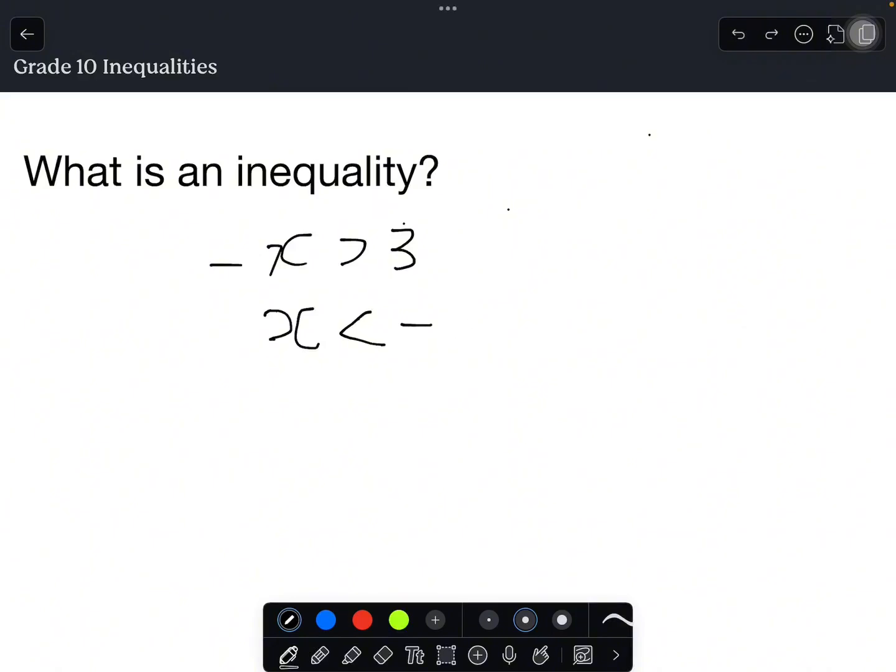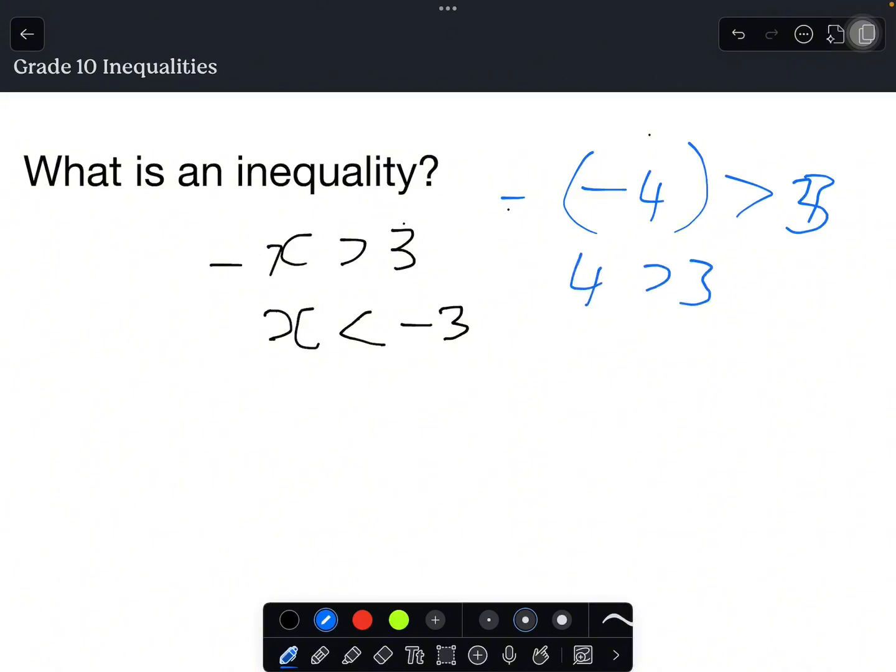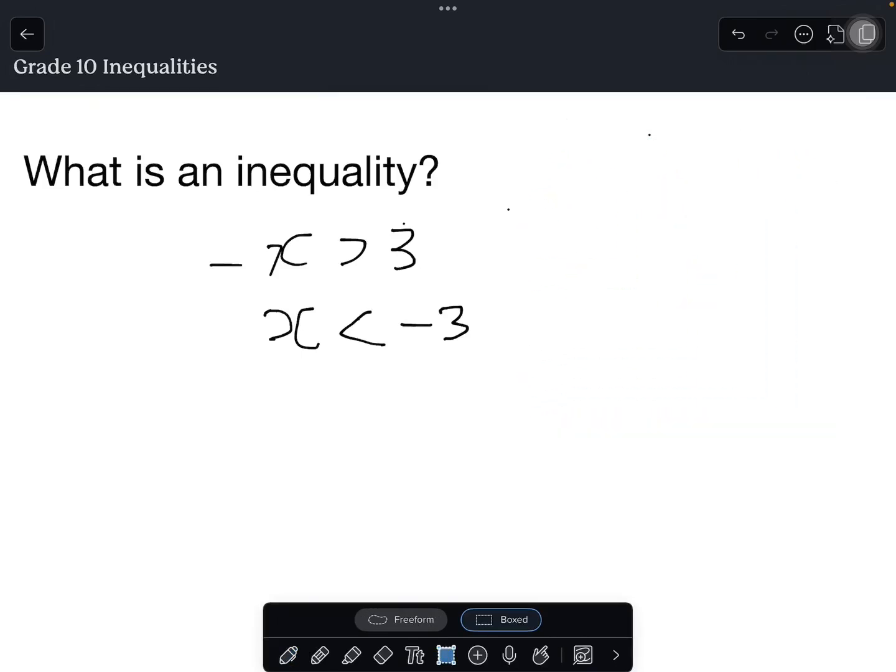So let's see if this is true. If I were to put a number into this original, let's say I put in the number -4. If I put in the number -4 here, and it has a minus here, you can see that this number now becomes 4 is greater than 3, which is true. So if you don't apply that step where you change it from a less than to a greater than, your answer isn't going to be correct.